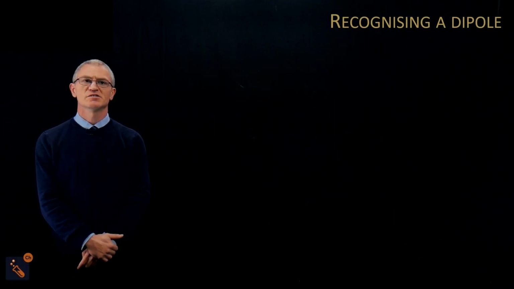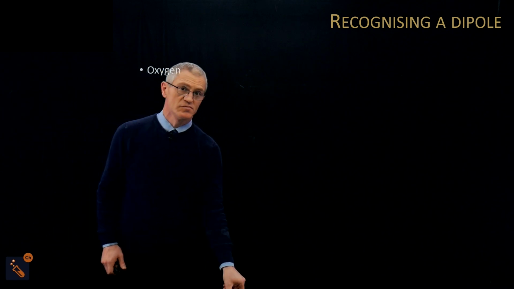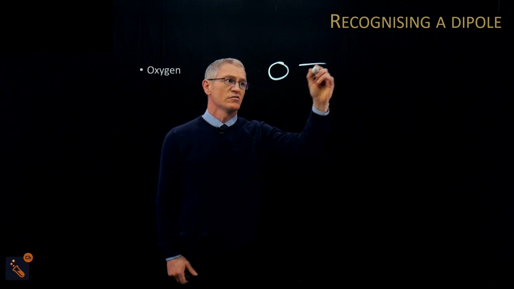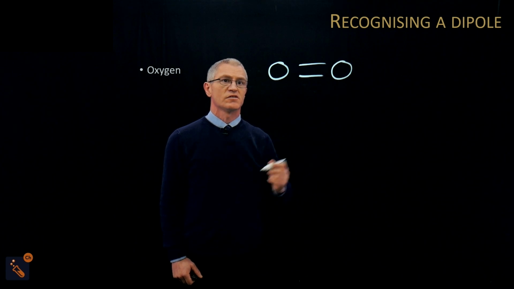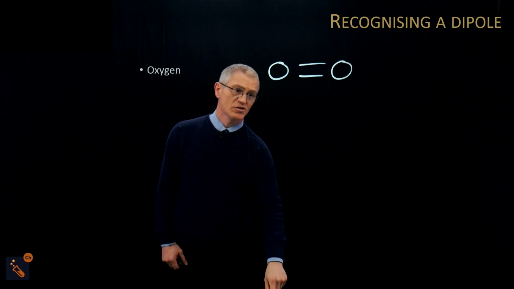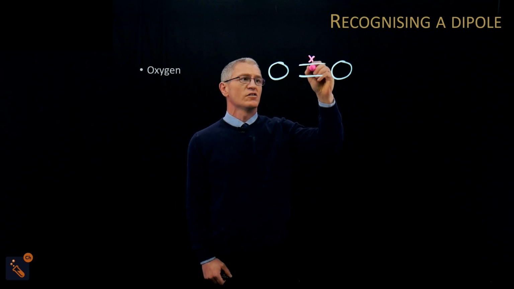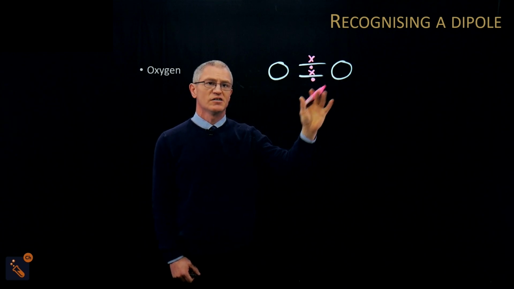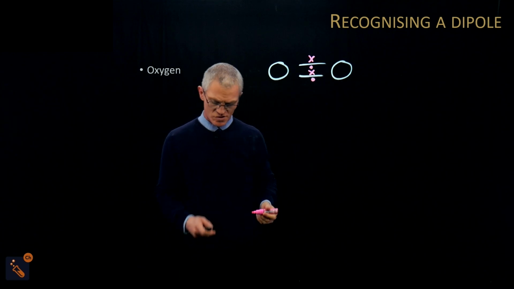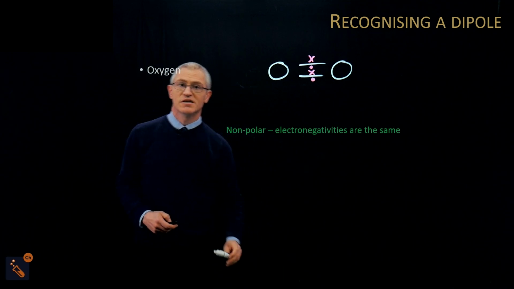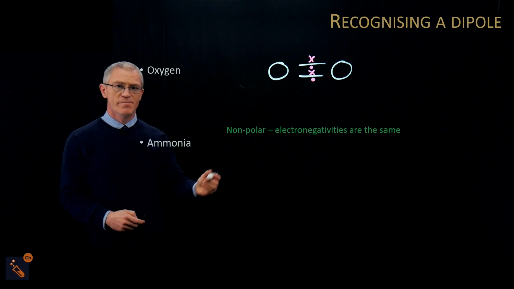So let's look at some examples so we can recognise those dipoles. Oxygen. Now oxygen is the same element, so there is your oxygen. And if you look, both of the elements are exactly the same, and therefore the electrons are going to be in the middle because they're both pulling with exactly the same electronegativity. So there is therefore no dipole at all. Electronegativities are the same.